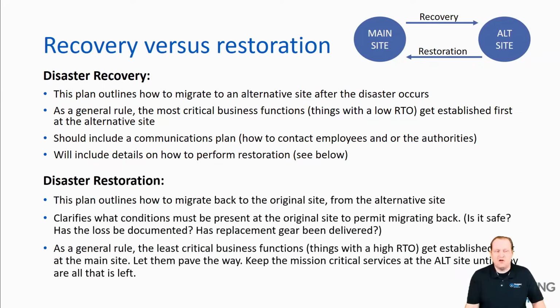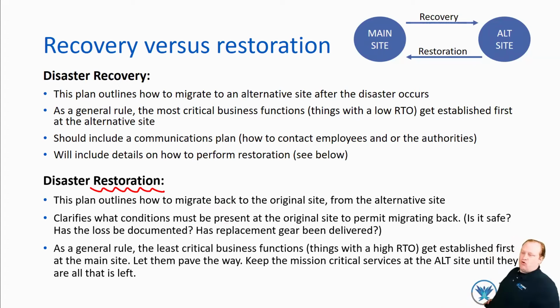As a rule, disaster restoration, a component of a good disaster recovery plan, would outline how to migrate back to an original site from an alternative site. It would clarify what conditions must be present at an original site in order to permit migrating back. Like, is it safe? Has insurance already documented our losses? Has the replacement gear already been delivered? This is the important element of something I wanted to touch on in our discussion today. And then we're going to touch on these alt sites, like our remote data centers.